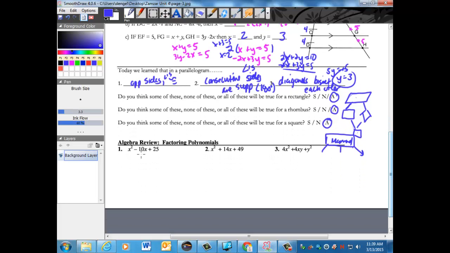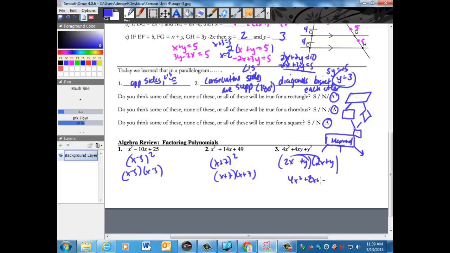Last part, the algebra review. Let's factor x minus 5 squared. This would be x plus 7 squared. Remember, this could be x minus 5 times x minus 5. This could be x plus 7 times x plus 7. We have to think outside the box here. 2x plus y times 2x plus y. When we FOIL that, we get 4x squared plus 2xy plus 2xy plus y squared, and that gives us what we have here. So this is correct. 2x plus y times 2x plus y, or 2x plus y, and that would be squared.